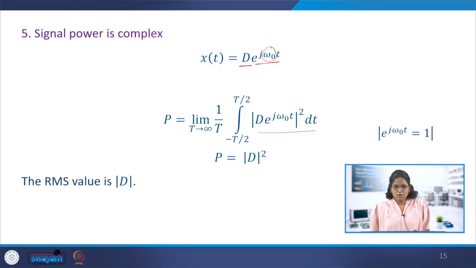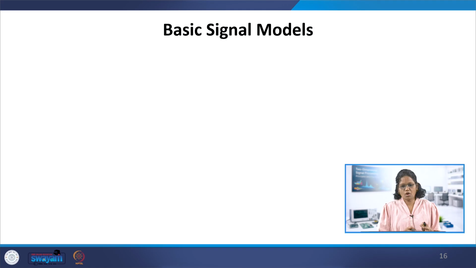So the RMS value would be the root of that, which is only D. So for a complex signal which has one amplitude, the power depends only on the amplitude, D square. The classification into even and odd signals, periodic and aperiodic signals, and power and energy signals, these are the major classifications we have seen.